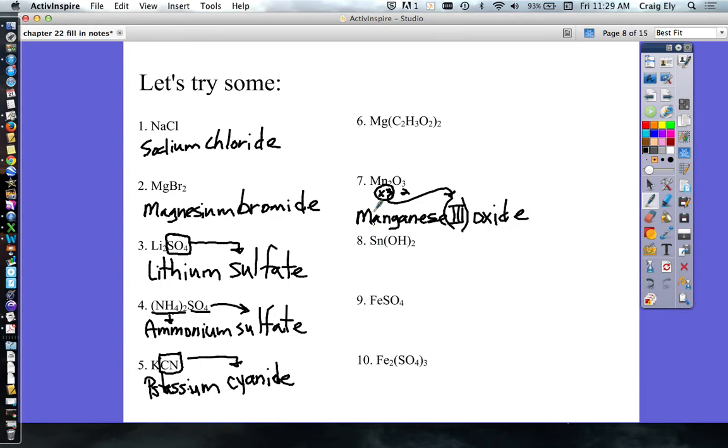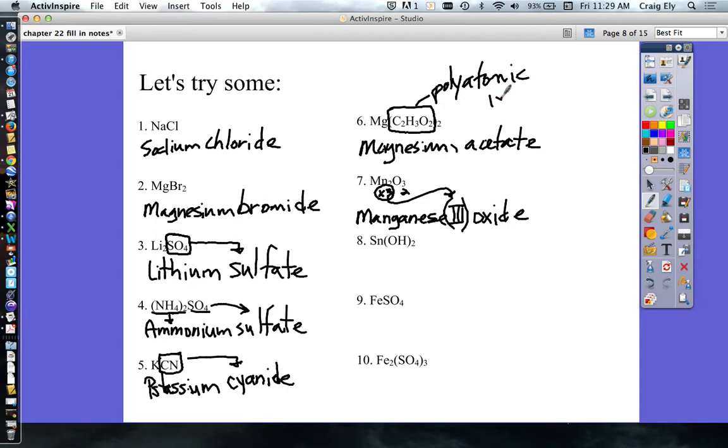So for number 6, Mg of course is magnesium. And C2H3O2, that is a polyatomic ion, that's acetate, so it's just magnesium acetate. So this is a polyatomic ion. Okay, let's go down to number 8.